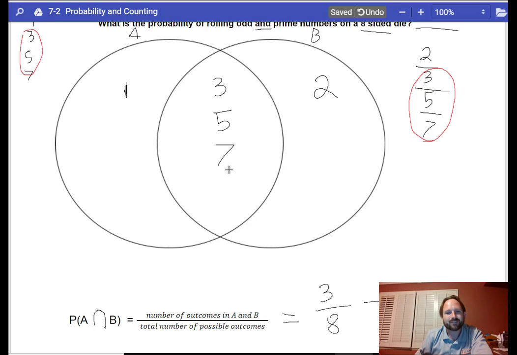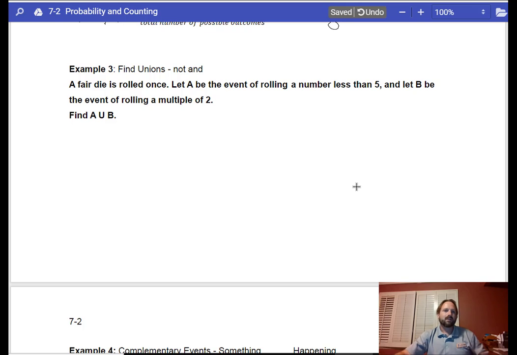So if I divide 3 by 8, 1/8 is like 12.5%, and 1/4, also known as 2/8, would be 25%. So this would be about 37.5%. That's the probability, or 3/8. All right, let's go on in 3, 2, 1.